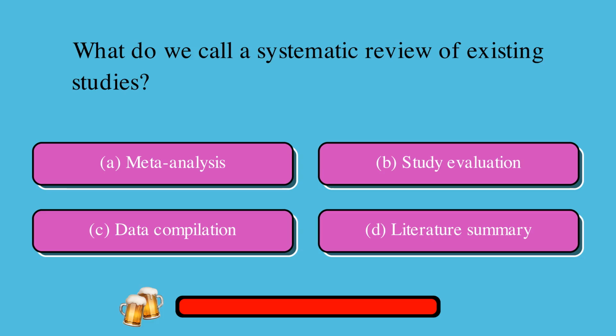What do we call a systematic review of existing studies? A. Meta-analysis, or B. Study evaluation, or C. Data compilation, or D. Literature summary. The correct answer is A. Meta-analysis.